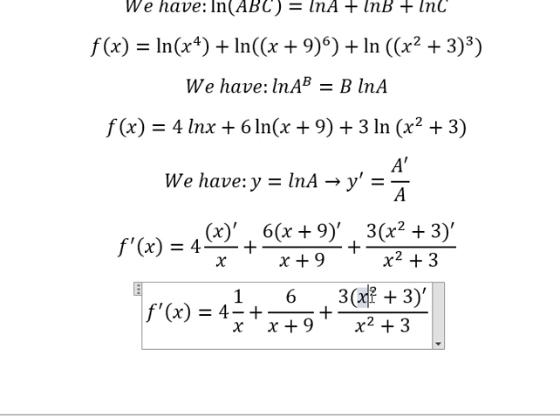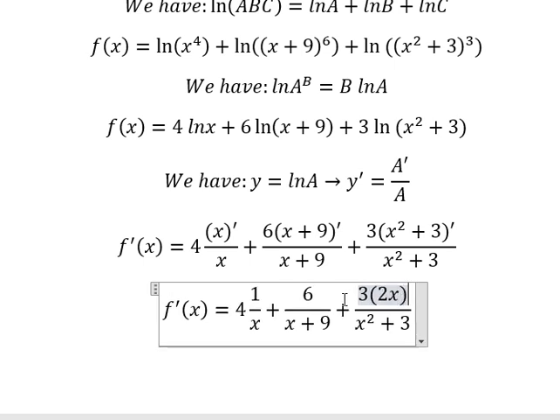This one is about 2s. This one is about the constant. So you get number 0. So number 3 and number 2, we have number 6.